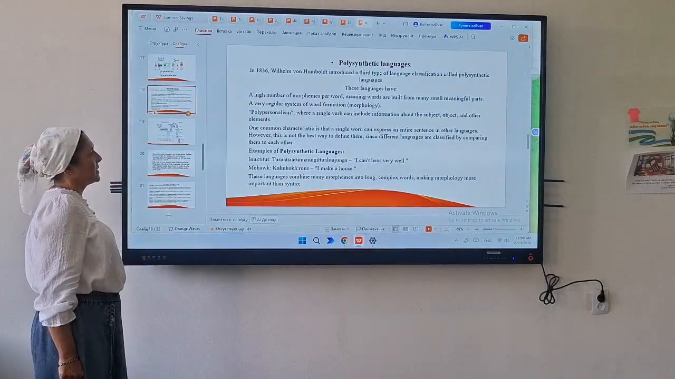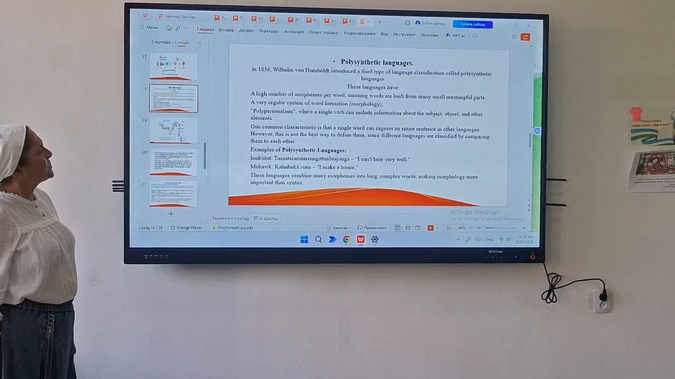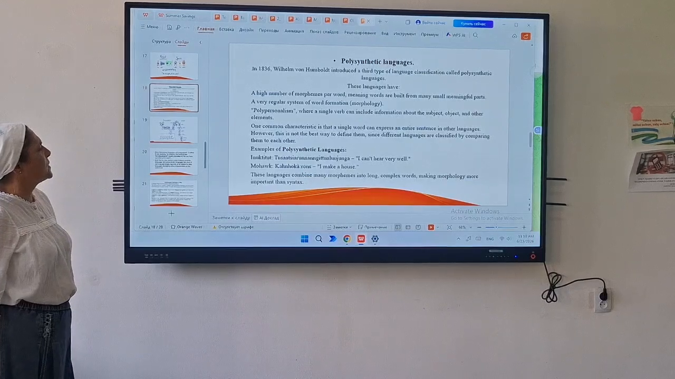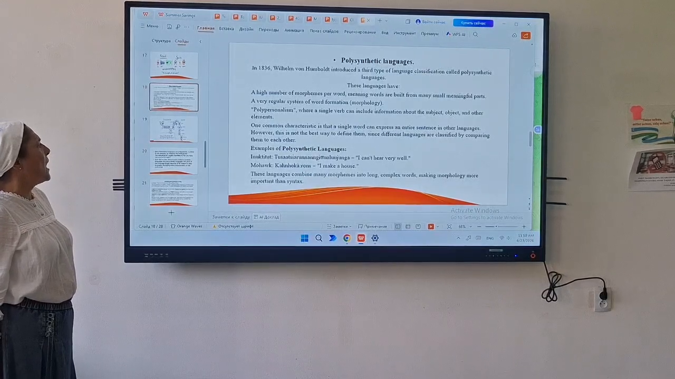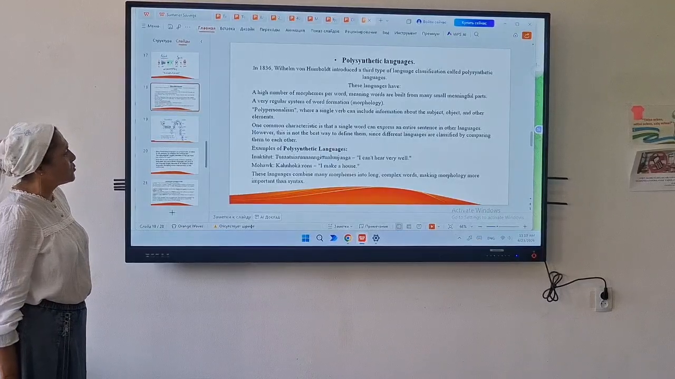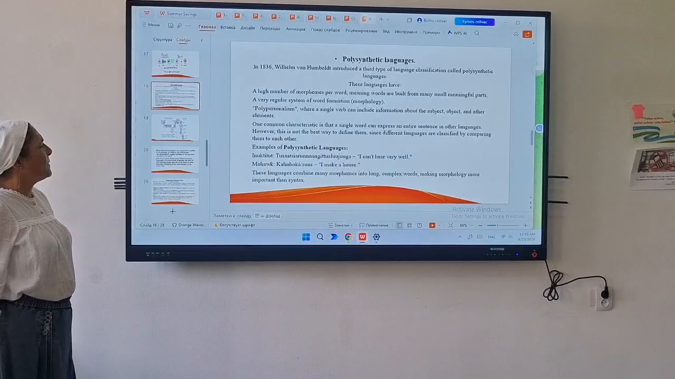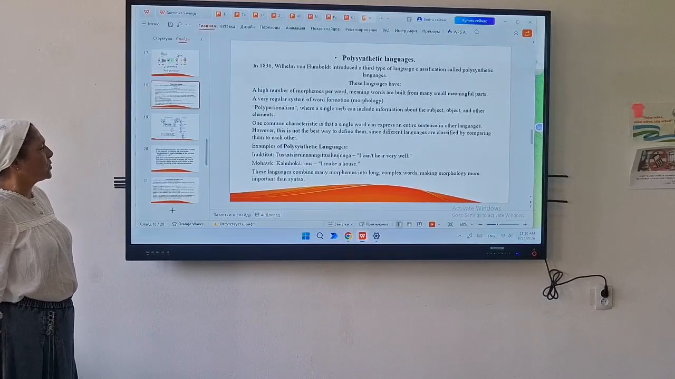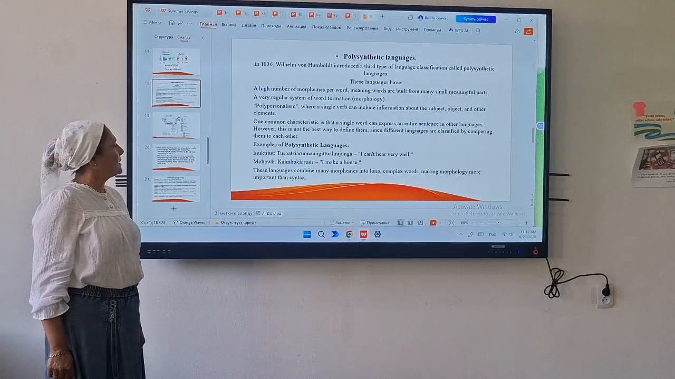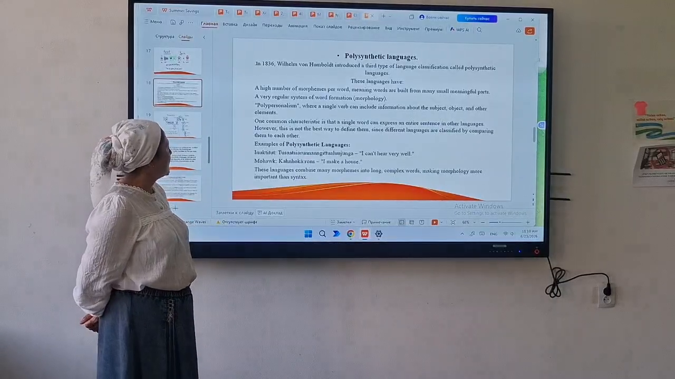So, polysynthetic languages. In 1836, Wilhelm von Humboldt introduced a third type of language classification called polysynthetic languages. These languages have, first, a high number of morphemes per word, meaning words are built from many small meaningful parts, a very regular system of word formation, and polypersonalism, where a single word can include information about the subject, object, and other elements. One common characteristic is that a single word can express an entire sentence in other languages.